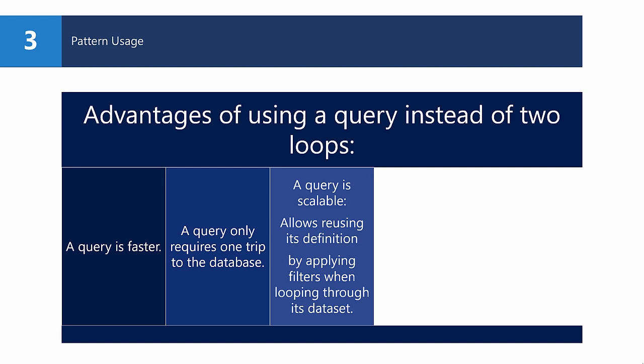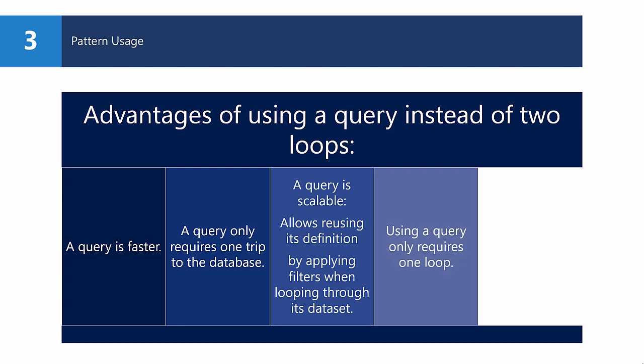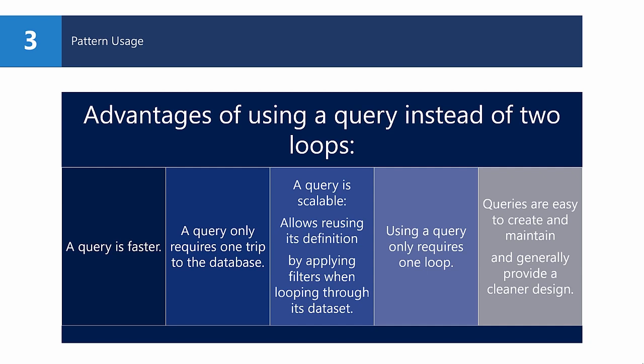It's also very easy to add more fields in our query object and to add more tables, while if we're doing this with record variables, creating the loops in a code unit is going to be more complex and time consuming. Using a query only requires one loop in our code unit, independently of the number of tables in the query object. Queries are very easy to create and maintain, and also in general they will provide a much cleaner design.